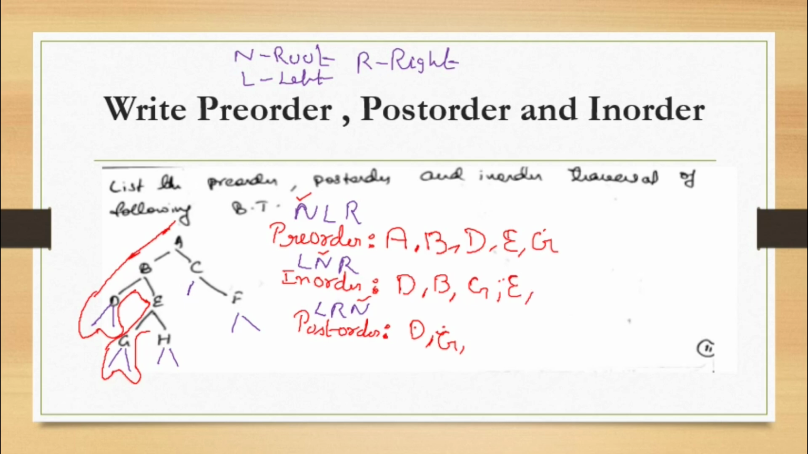Yes, now it's correct. Now we visit H for the first time, so we write it in the pre-order. Then we visit H for the second time, so we write it in the in-order. Then we visit H for the third time, so we write it in the post-order. So here we come back and we visit E for the third time, we write it in the post-order. Then here we visit B for the third time, so we put it in the post-order. Then we visit A for the second time.